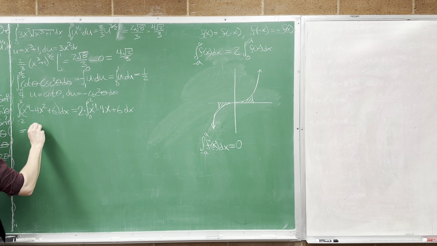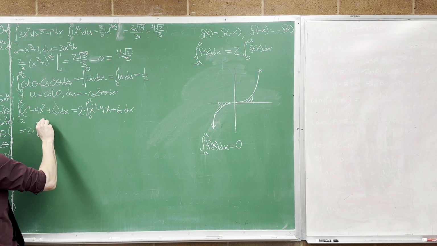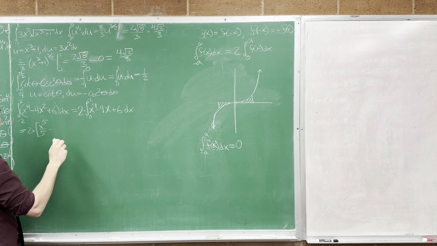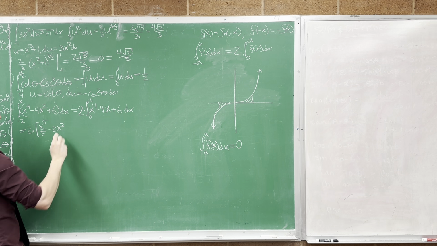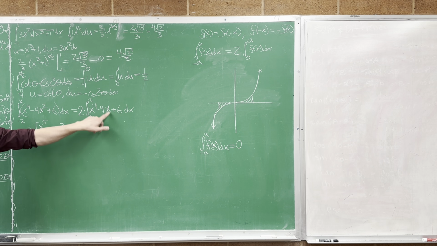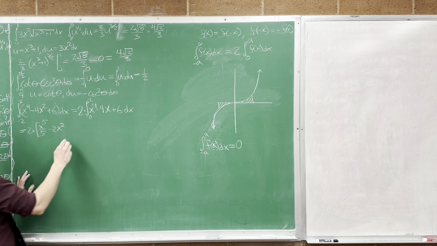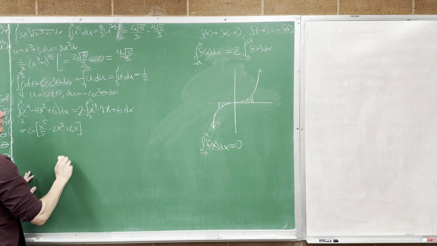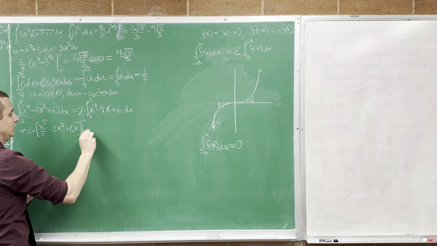That's going to be 2 times x to the 5 over 5, minus 2x squared. 4x squared over 2, cancel 2's out top and bottom, leaves you just 2. Okay, and then plus 6x, plus C at least. Not plus C because we're evaluating, it's a definite integral. So we're evaluating this from 0 to 2.